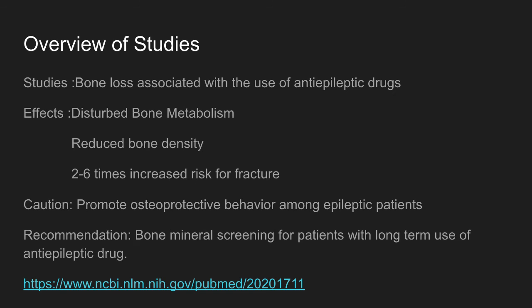Overview of studies. The study is about bone loss associated with the use of anti-epileptic drugs. The effects were disturbed bone mechanism, reduced bone density, and a 2 to 6 times increased risk for fracture. Caution to the clinicians. The clinician should promote osteoprotective behavior among epileptic patients. Recommendations as well. Bone mineral screening for patients with long-term use of anti-epileptic drugs.